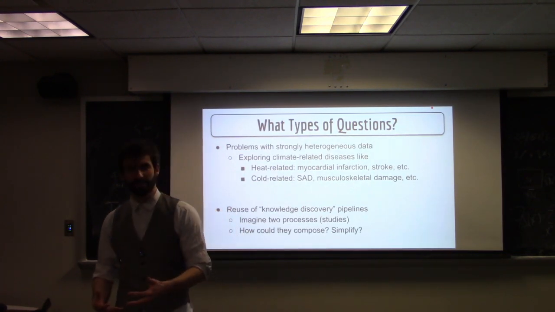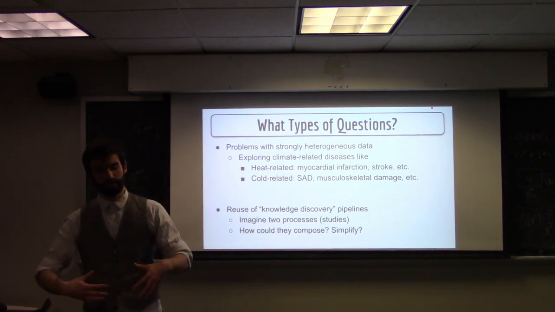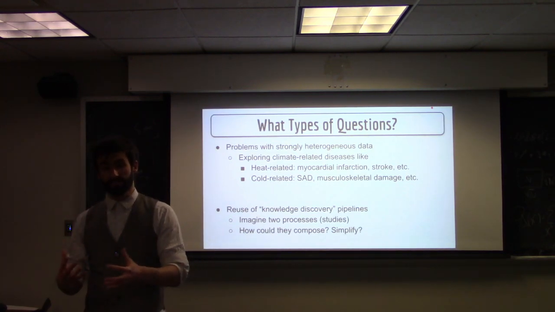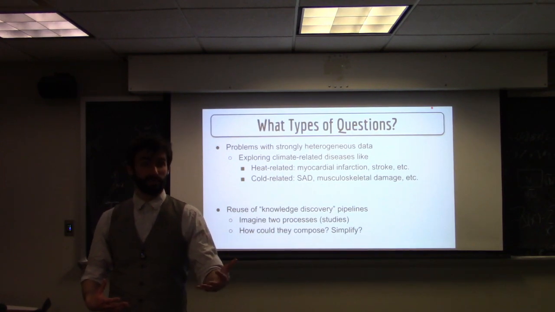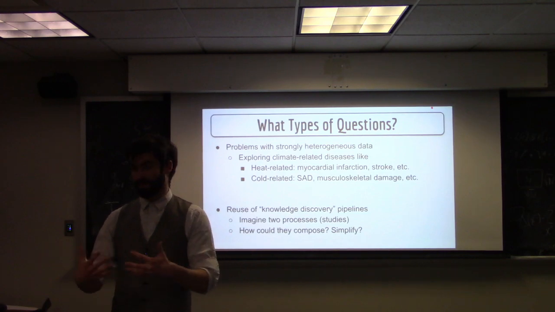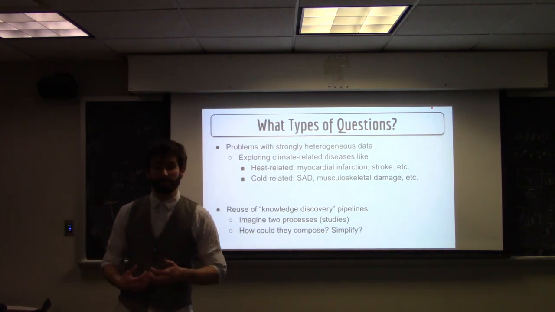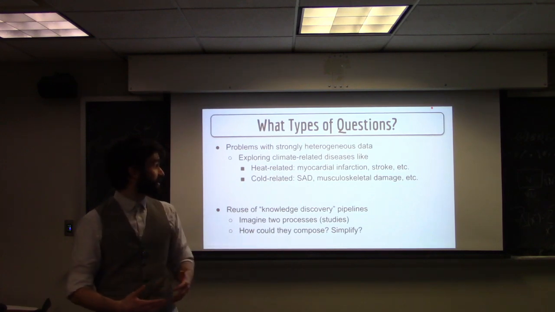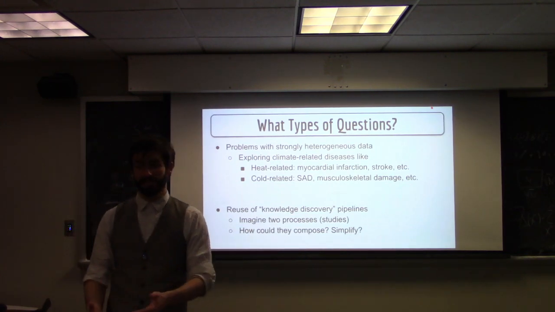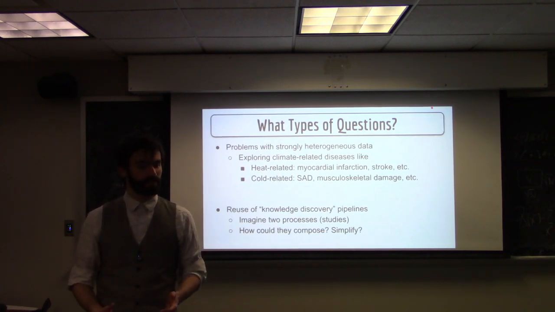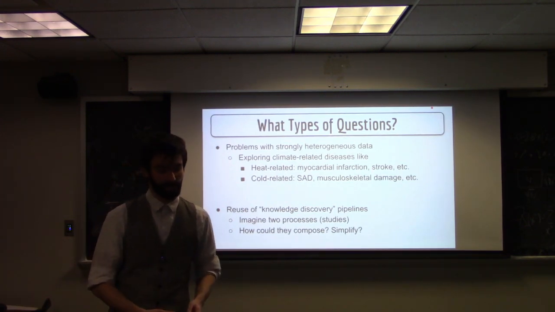To give a sense of the type of questions compositional public health can answer or is interested in exploring, say for example we want to work on a public health related problem that involves strongly heterogeneous data sets. A typical example might be a researcher in a public health setting who wants to investigate the impacts of climate on particular diseases. This would require pulling in multiple different data sets. Say, for example, we're looking at heat-related diseases, myocardial infarction, also known as heart attack, or stroke. These are heat-impacted diseases, or cold-impacted diseases, such as seasonal affective disorder or musculoskeletal damage. Both are climate-related and would involve researchers pulling in information from patient populations, climate-related conditions, and even the socio-demographic or socioeconomic statuses of these patient populations.